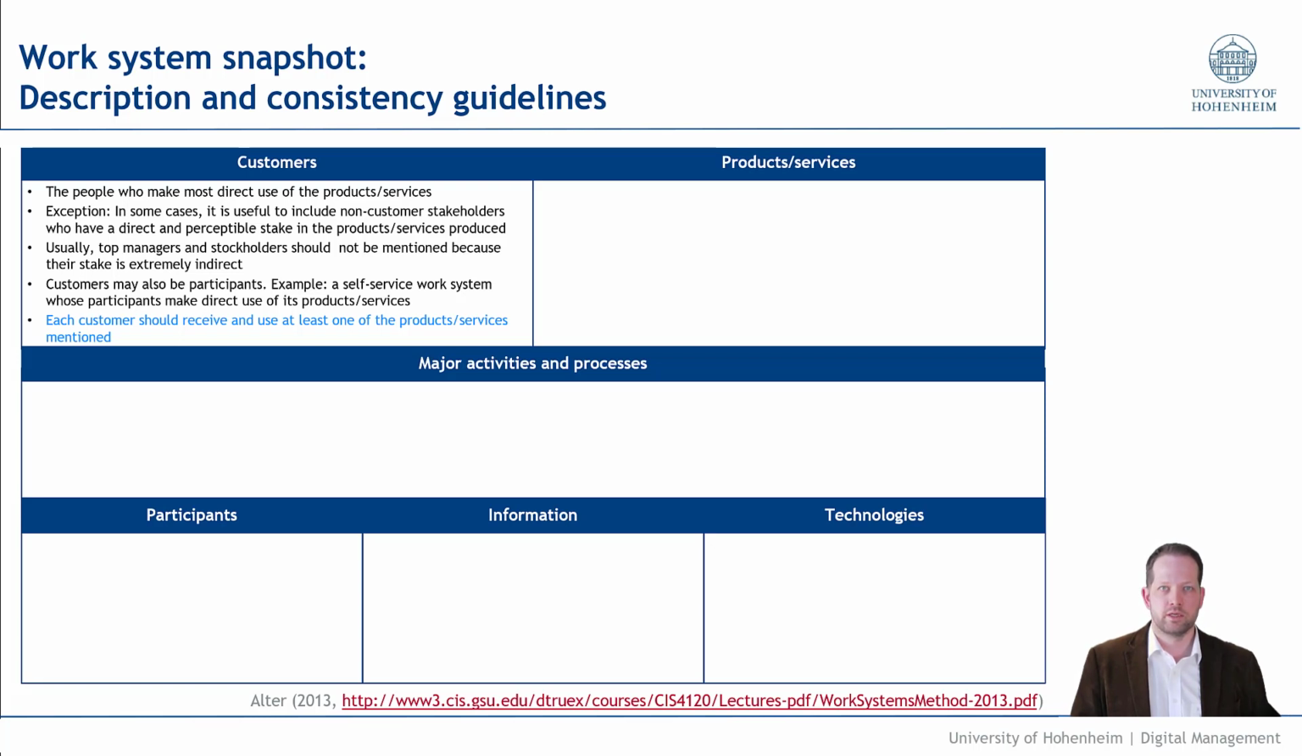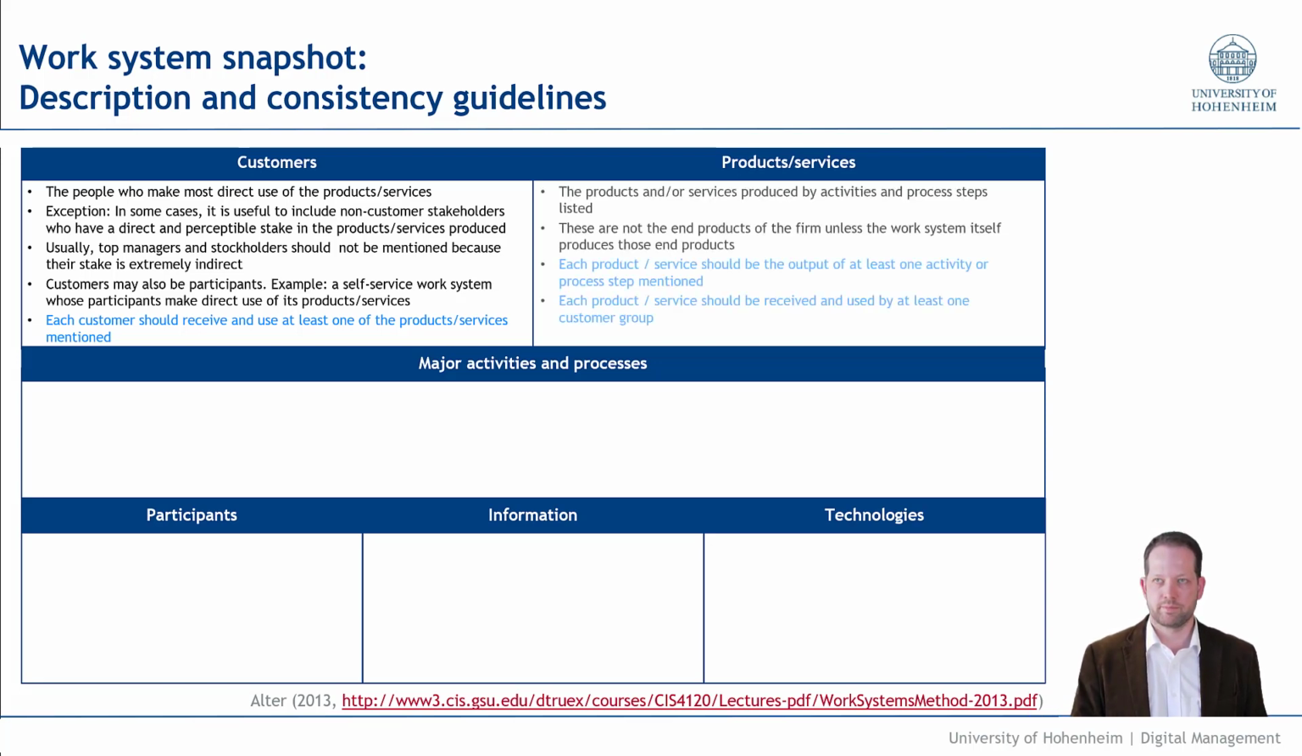And if you always take the shareholders, stockholders, the entire world, the global community into account, well, that's way too indirect and you don't have a narrow definition of the scope of your work system anymore. And customers may also be participants. Examples are self-service work systems whose participants make direct use of the products and services of the work system. As a consistency guideline, each customer should receive and use at least one of the products or services mentioned. If they don't use the products and services, either they are not customers or the definition of products and services is not well thought through yet.